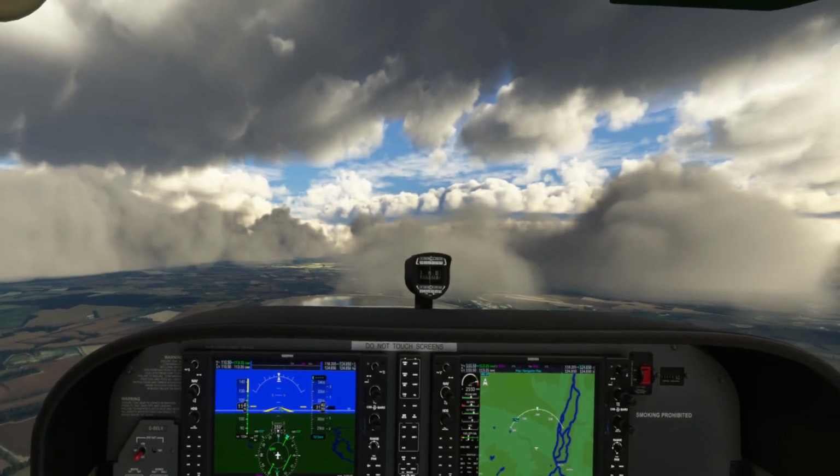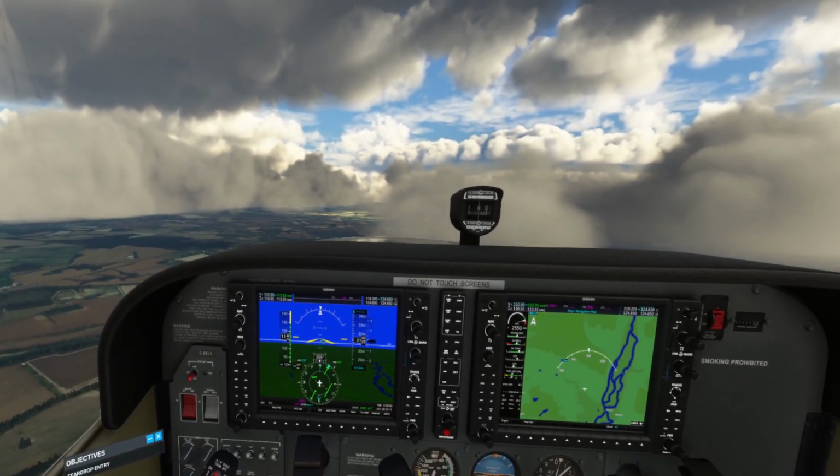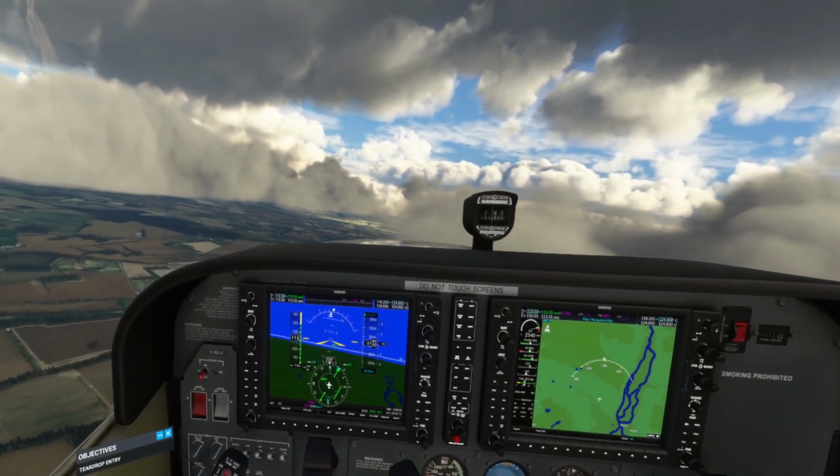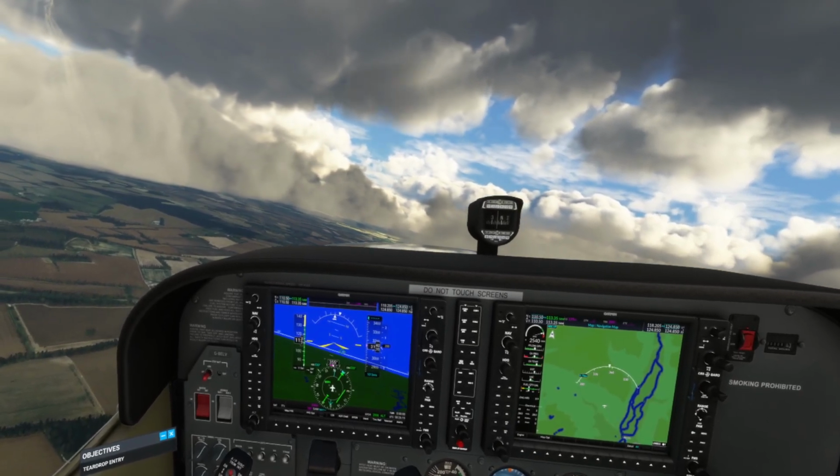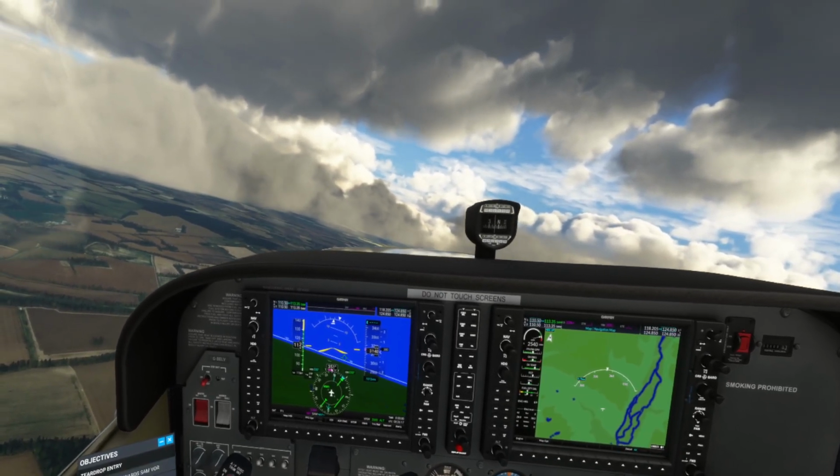Okay, now please make a left-hand turn back to Southampton VOR. Just follow the bearing 1 needle to track directly to the beacon.